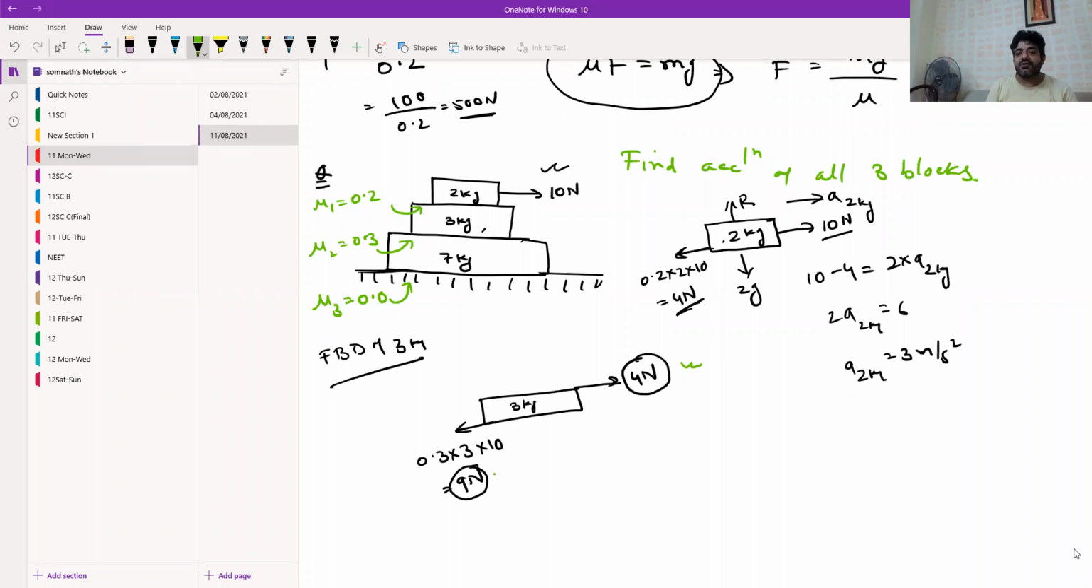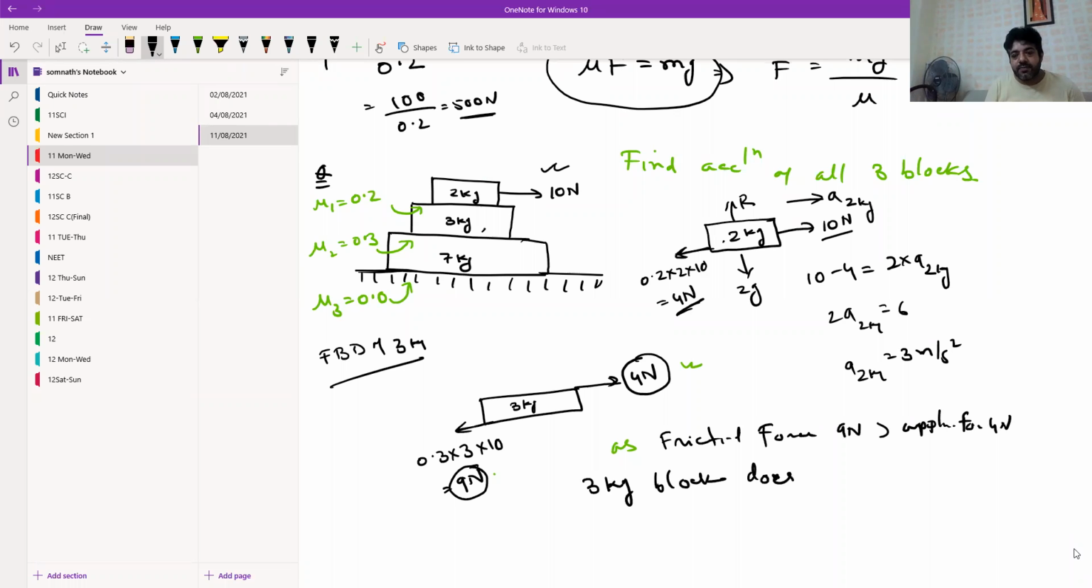So that means both forces are equalized. That means we can write, as the frictional force 9 Newton is greater than the applied force 4 Newton, what happened? The 3 kg block is not able to move with respect to the 7 kg block, right? That means this 3 kg block will not be able to move with respect to the 7 kg block, because here the applied force is 4 Newton, and between 3 kg and 7 kg the maximum frictional force is 9 Newton. Yes or no?